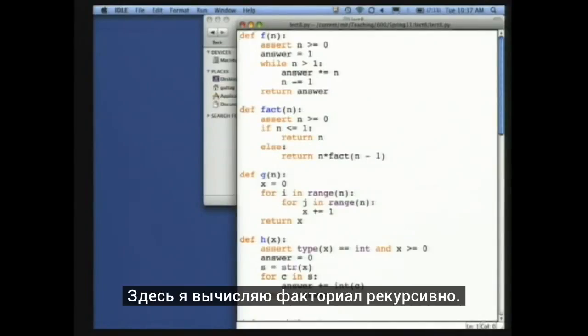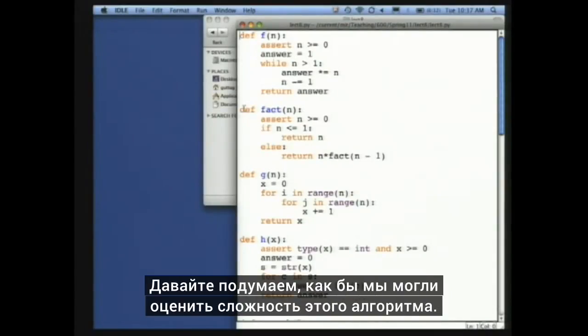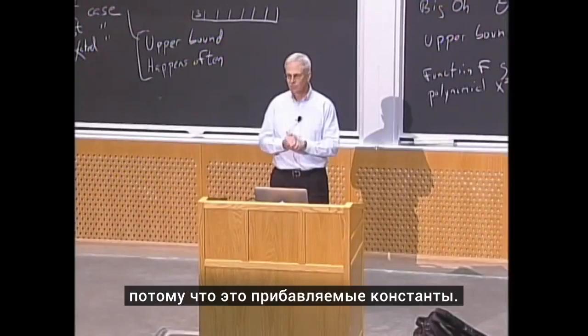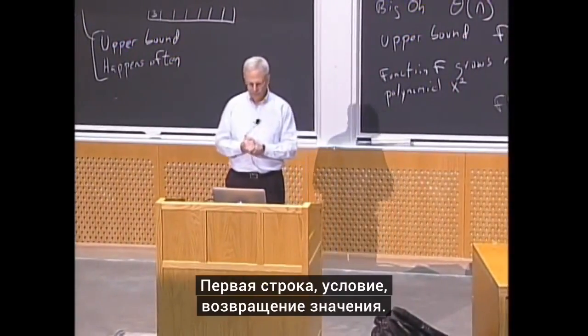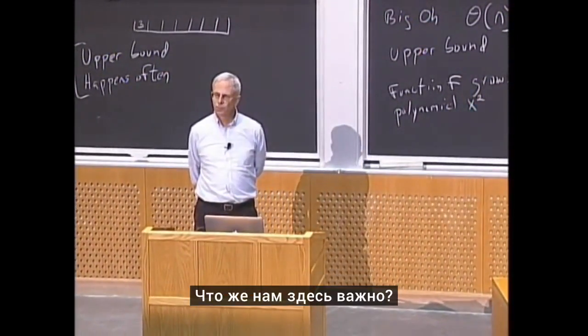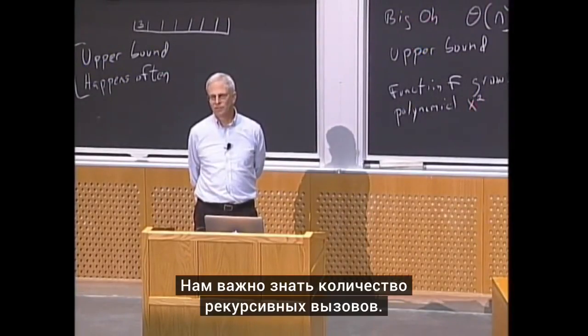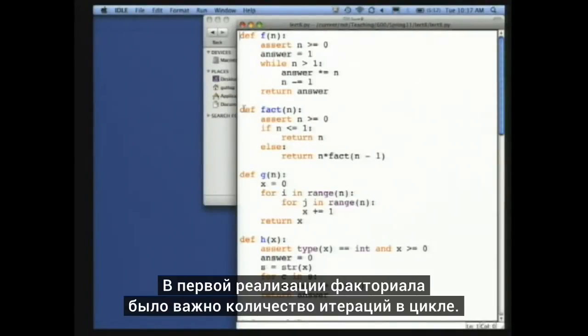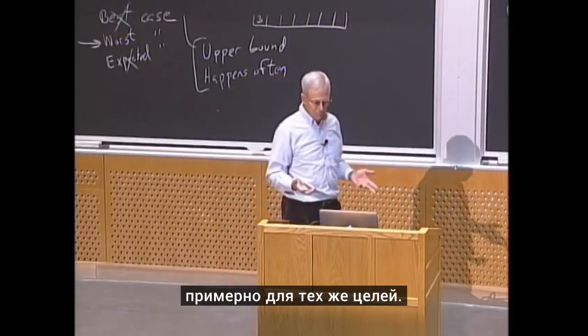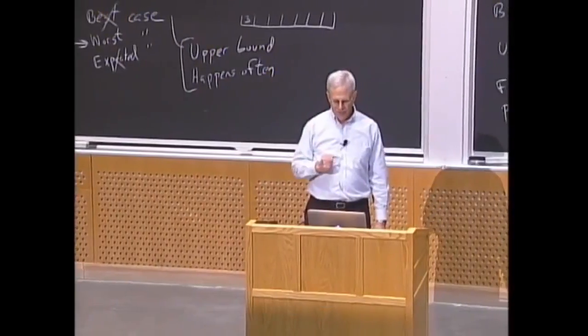All right, let's look at another example now. Here I've written factorial recursively. Didn't even try and disguise what it was. So let's think about how we would analyze the complexity of this. Well, we know that we can ignore the first 2 lines of code because those are just the additive pieces. We don't care about that. Or the first line. And the if and the return. So what's the piece we care about? We care about the number of times that factorial is called. In the first implementation of factorial, we cared about the number of iterations of a loop. Now, instead of using a loop, we've used recursion to do more or less the same thing. And so we care about the number of times fact is called.